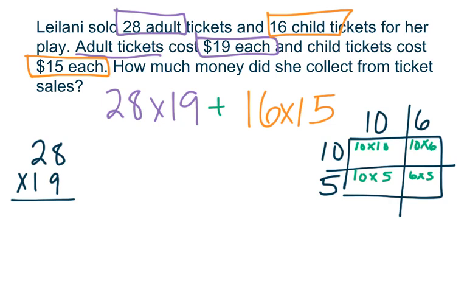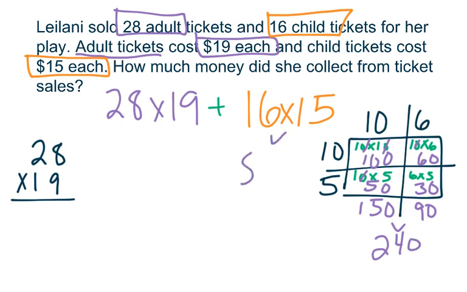I'm going to use the area model to solve over here. So I'm going to start with 10 times 10, and that's going to give me 100. 10 times 6 gives me 60. 10 times 5 is 50. And 6 times 5 is 30. I'm going to add down. And then I'm going to add these two pieces together, and I end up with $240 for 16 times 15.